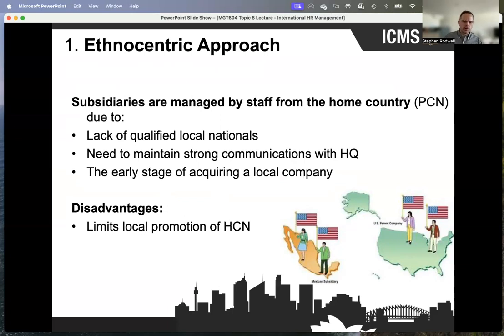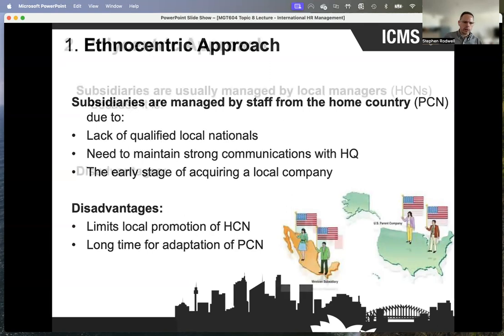If I'm working in a host country office, I am a host country national, and I'm seeing that all the higher up positions are going to people from the parent country, then I'm looking at my career progression and I'm saying, well, how far can I go in this company if they're always going to be hiring people from the parent country to take those leadership positions? It can also be a long time for adaptation for the parent country national. They come into the country, they've got to learn that market, understand the culture, understand the nuances of that market. And that's something that the host country nationals might already have.